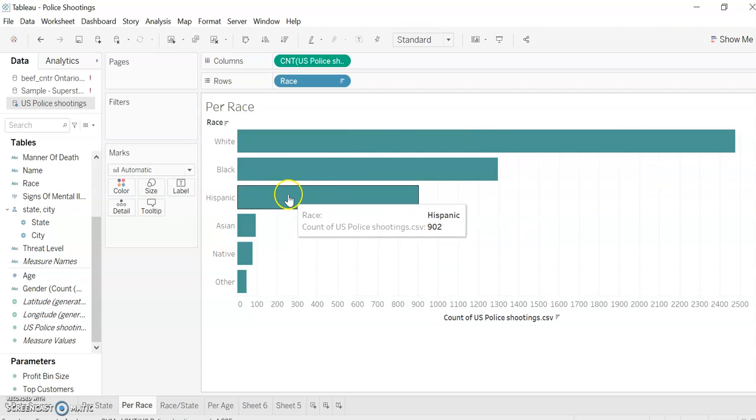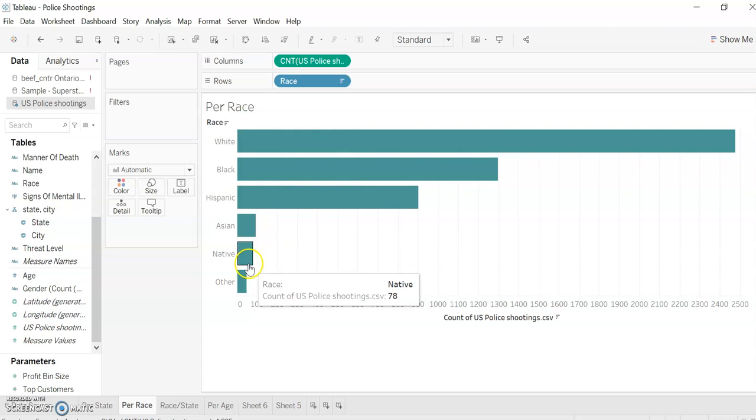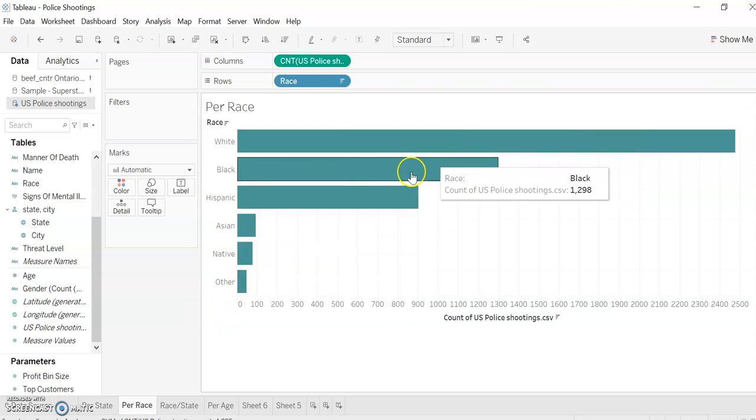I also see that Hispanic people are highly impacted, and the Asian and other natives are not as impacted as the white and black in this analysis, as we've seen.